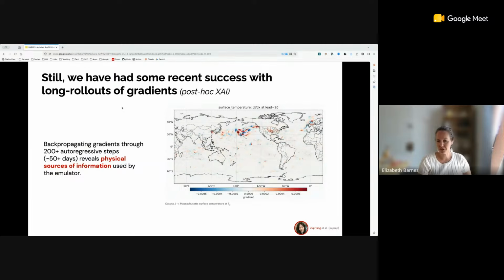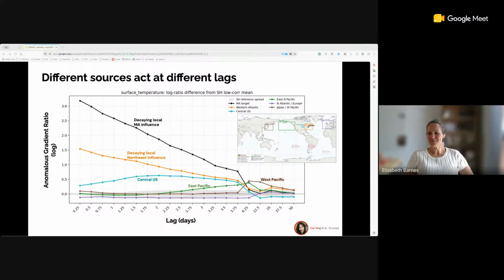So this is starting to show that we can maybe use this approach to explore physical drivers and sources of information. So this is the same idea from that movie shown in a time series. So this is sort of the anomalous gradient. So how important that region is as a function of how far back in time during the rollout we go, with the different colors denoting different parts or regions of the Earth.